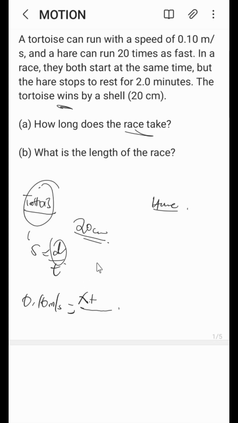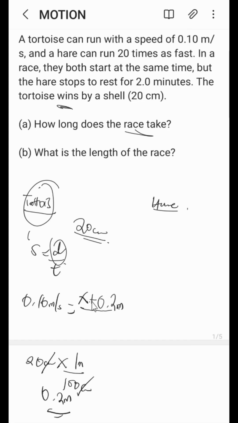Now, we're talking about meters per second, so we can convert this one. So we know 20 centimeters is about what? We did conversions in the previous video. So for 20 centimeters, we have 1 meter over 100 centimeters. You can cancel out the centimeter, and we have 20 divided by 100. That gives us 0.2 meters, so 0.2 meters was the distance the tortoise was ahead by.